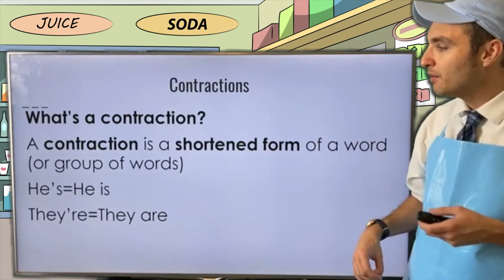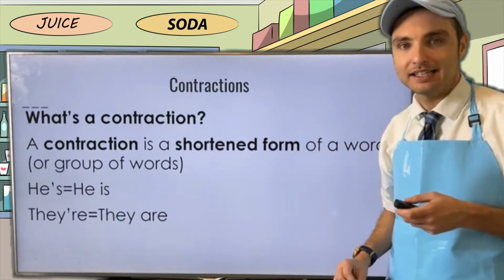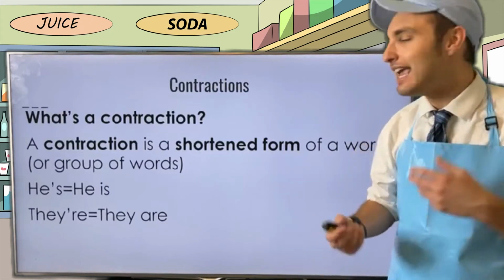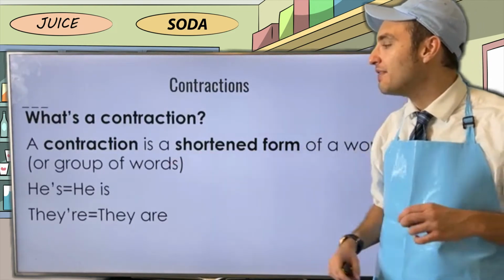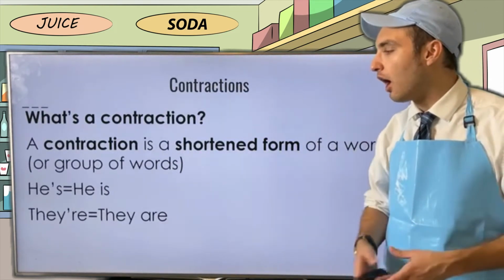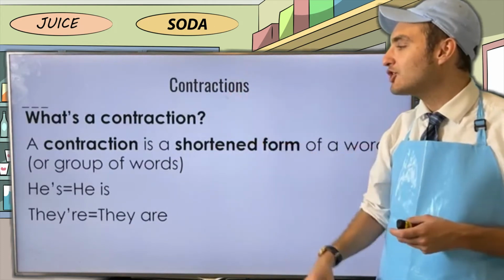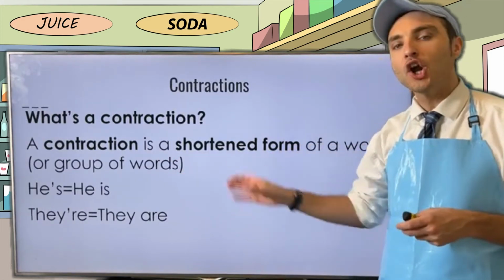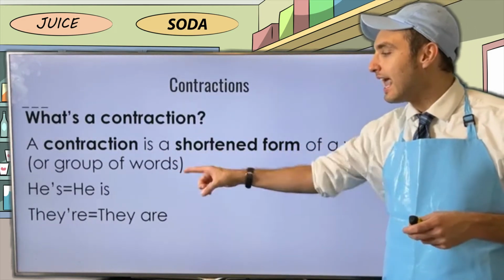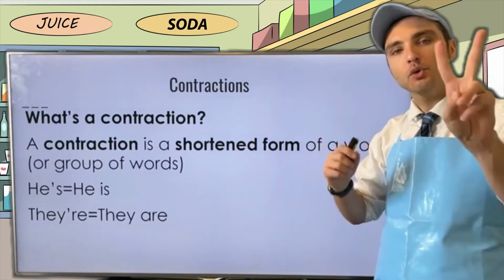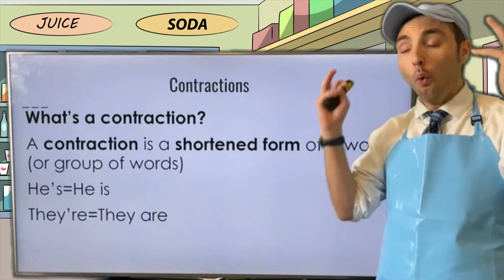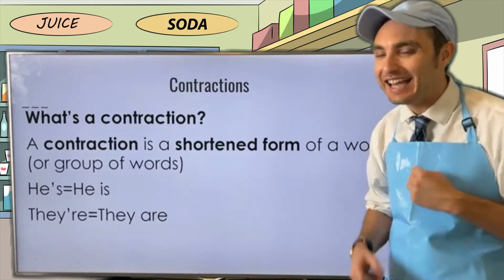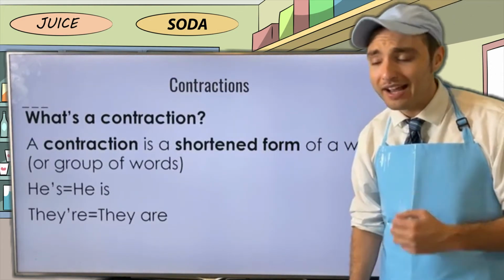For example, we can say he's, H-E apostrophe S, which means he is, or they're, for they are. You see that the apostrophe S and the apostrophe R-E shorten up the words is and are. So putting two words together. Whoa! Just a short and little lazy way of saying things. I love contractions.